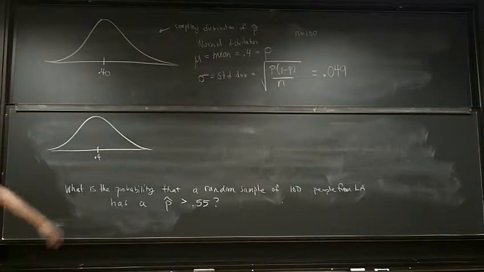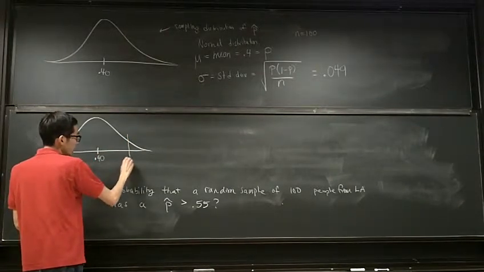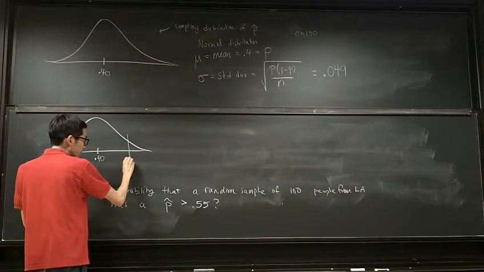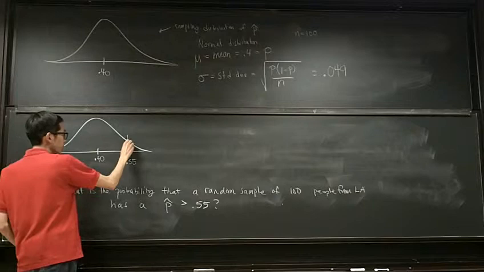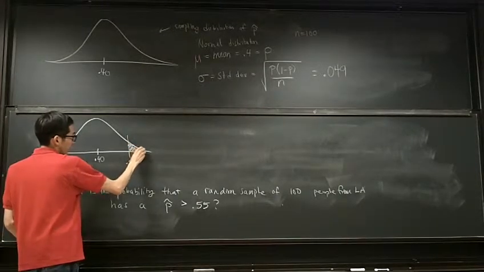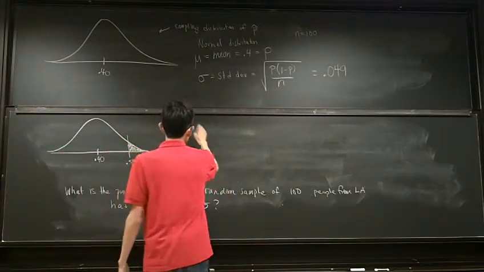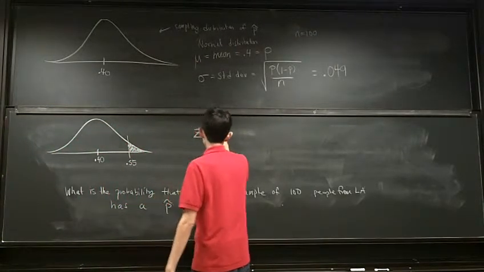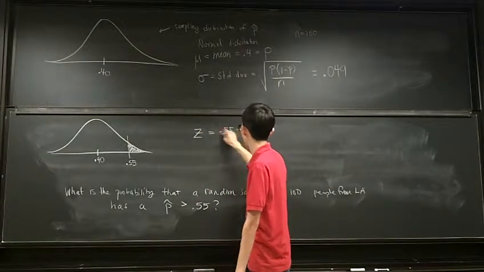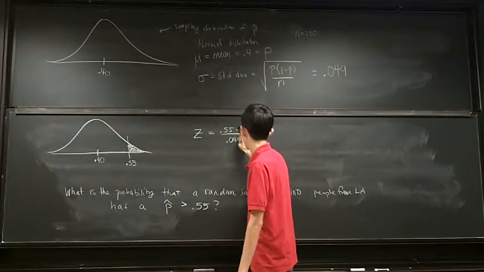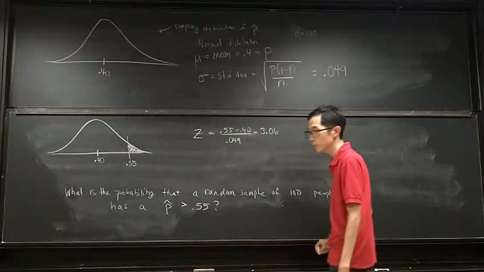Alright, stay with me, you guys. I got 0.40 in the center, and I'm drawing a line at 0.55. And I want to know, what is the probability that a random sample of 100 people have a p-hat of 0.55 or more? We got to find a z-score. And z is equal to what? 0.55 minus 0.40 divided by 0.049. That's 3.06. Great.